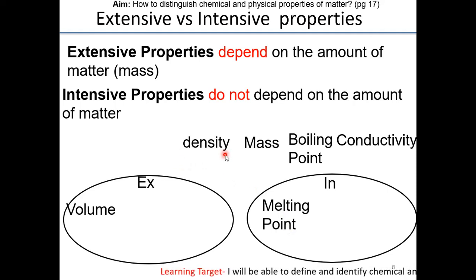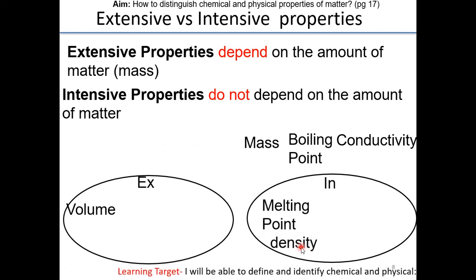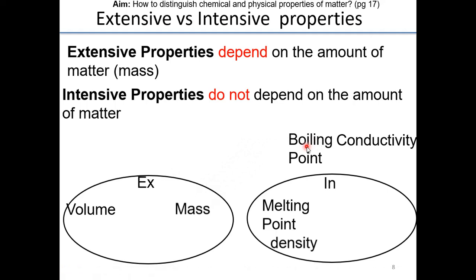Density will also be an intensive property. Again, if you compare a big versus a small ice cube, same density. Mass is an extensive property because obviously it does depend on how much mass you have. Boiling point is the same as melting point.